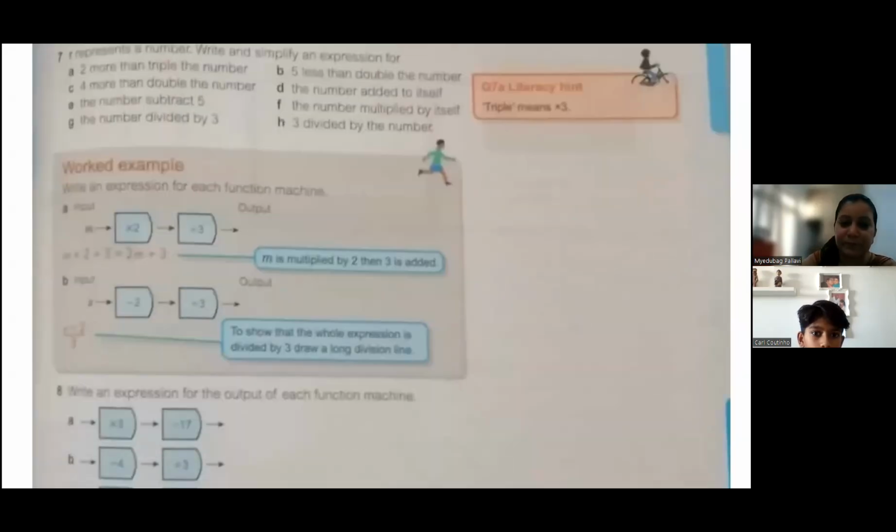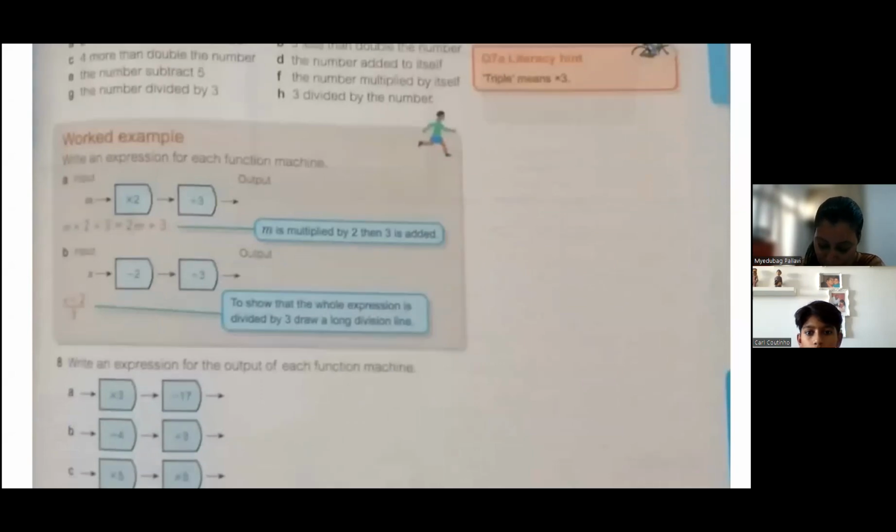We'll start the question now. Let's also have a look at this worked example. Let's see what is given in this.